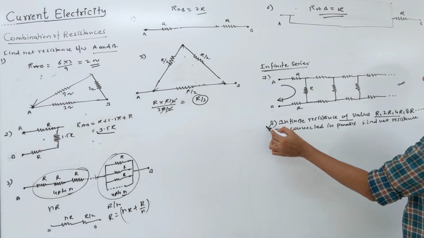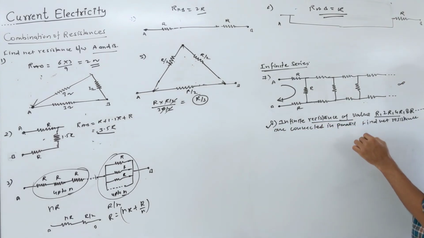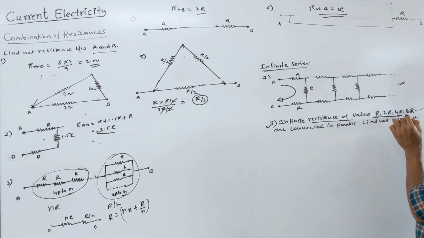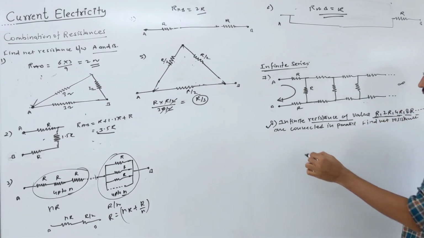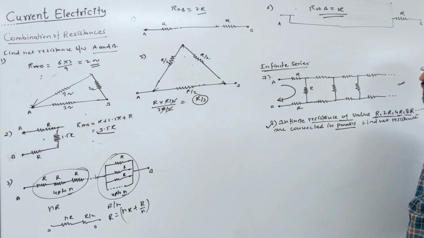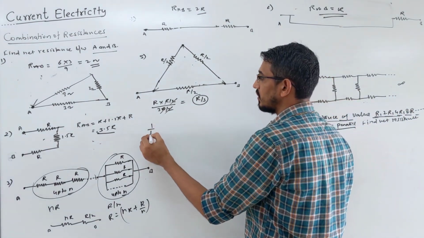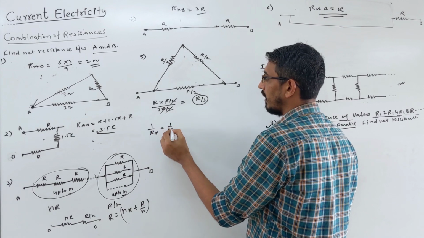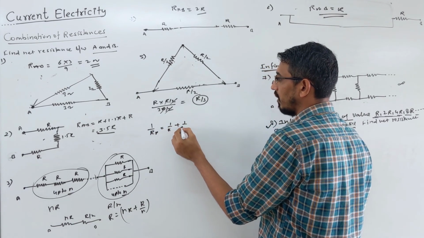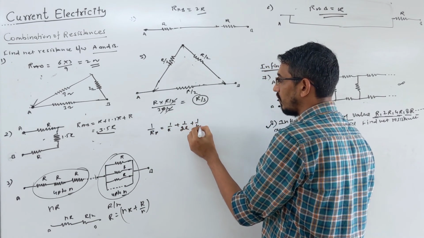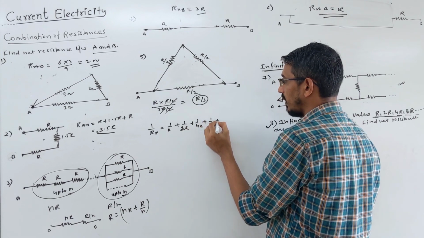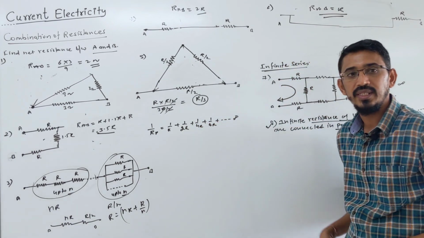So look at this 8th question first. Infinite number of resistances of values R, 2R, 4R, 8R, and 16R, and it goes on, connected in what? Parallel. Find the equivalent resistance. Resistances are connected in parallel. So what is the net resistance? We say 1 by Rp should be equal to 1 by R1, meaning R, plus 1 by R2, meaning 2R, plus 4R, 8R. It goes on till what? Infinity. Correct.